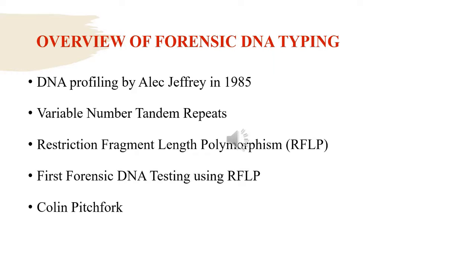Forensic DNA testing using RFLP uses restriction enzymes to cut the DNA around VNTRs. RFLP markers were used to catch Colin Pitchfork, who was a rapist and a murderer.